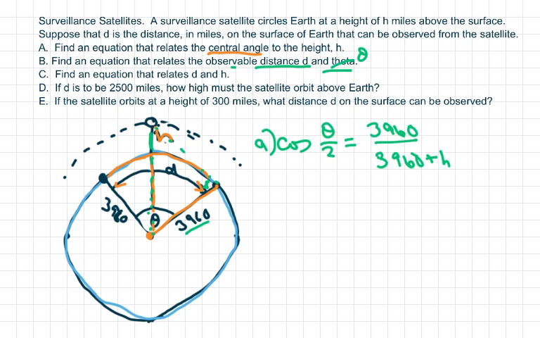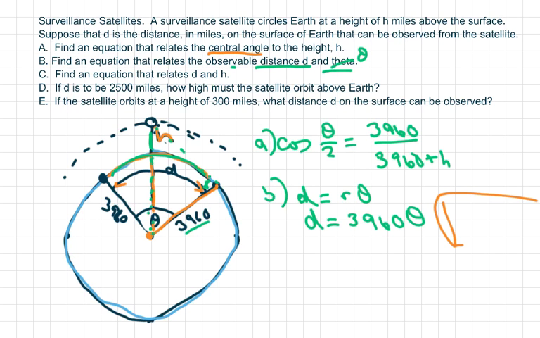Now we have to write an equation that relates the observable distance and our angle. Let's write theta there. So we know that distance or arc length, so this is your arc length, we know that is radius times theta. So D equals 3960 times theta. And we're going to have to rewrite this and know that theta, therefore, is D over 3960.